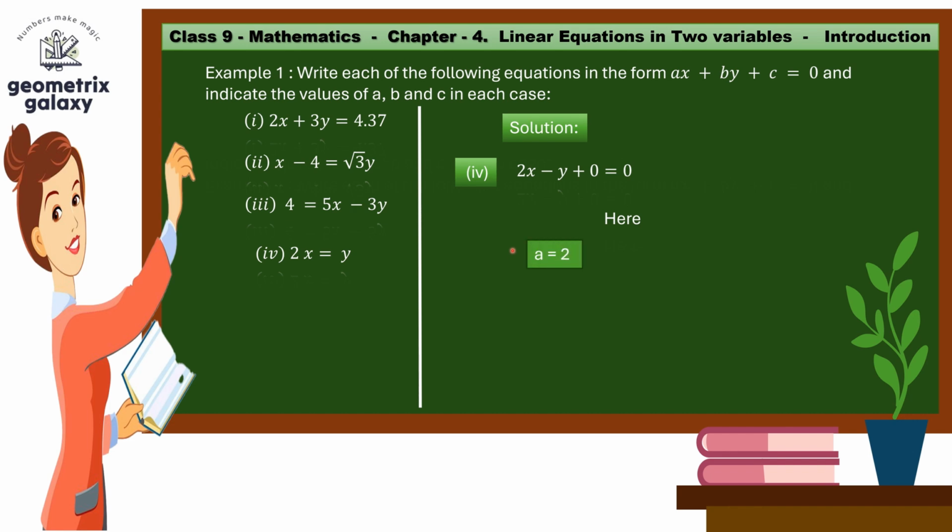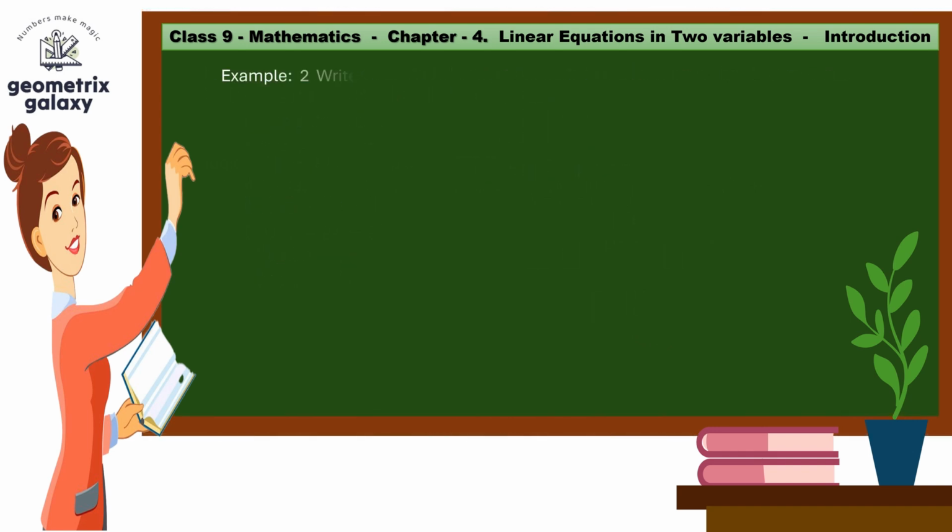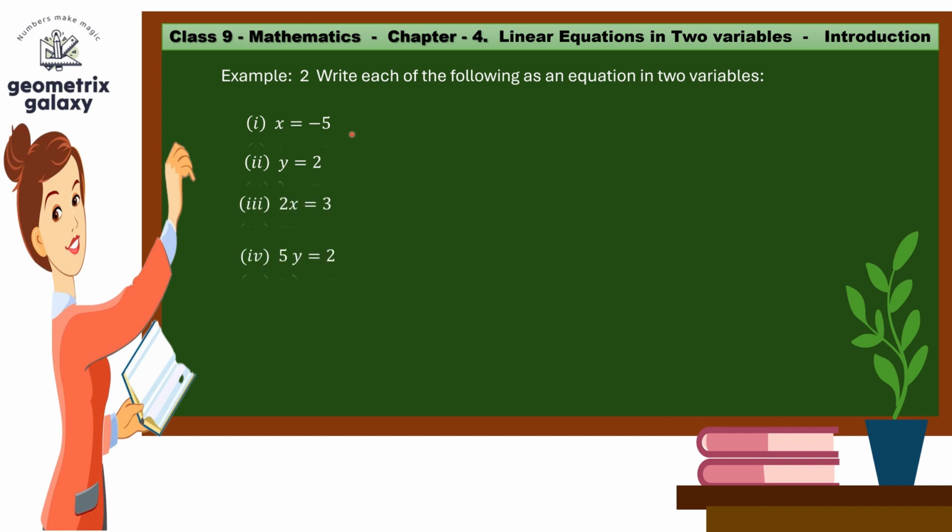Now let us move on to example 2. Write each of the following as an equation in two variables. There are 4 subdivisions. In all the subdivisions, the equation is in one variable. See here, x is equal to minus 5, y is equal to 2, 2x is equal to 3, 5y is equal to 2. But we are going to write this as a linear equation in two variables.